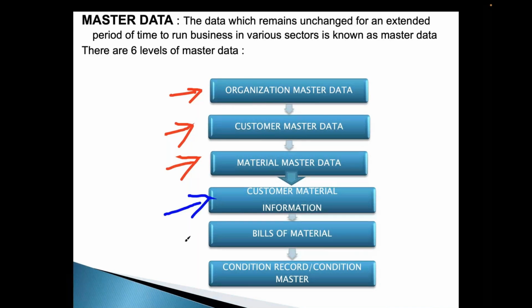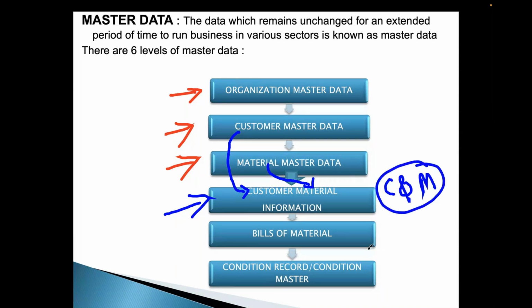Now here you can see the customer is involved from customer master data. The material is involved from material master data. So you get a combination. So from now you are getting into the second stage, that is using a combination. Till now organization master data done, customer master data done, material master data done. Now you are getting into the second stage of using a combination. So here you can see how many combinations will participate. Your organization master data participates during the creation of customer material information. Your customer master data participates during the creation of customer material information. Your material master data participates during the creation of customer material information.